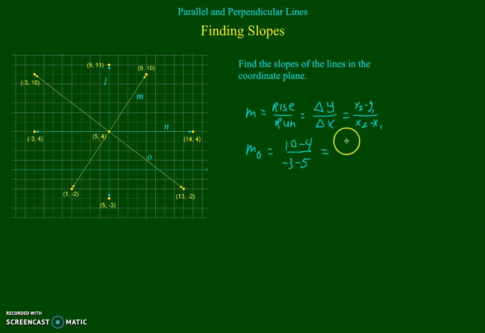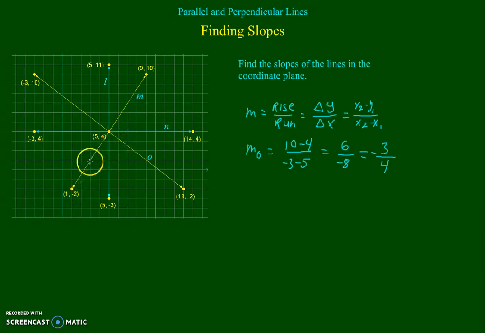That gives us 10 minus 4 is 6, divided by negative 3 minus 5 is negative 8. That simplifies, dividing by 2, to 3 over 4, and it's a negative 3/4 slope. So what that tells us is that for the slope of this line, we would move downward 3 units and to the right 4 units. So we move down 3, 1, 2, 3, and to the right 4, 1, 2, 3, 4. And that works out fine.